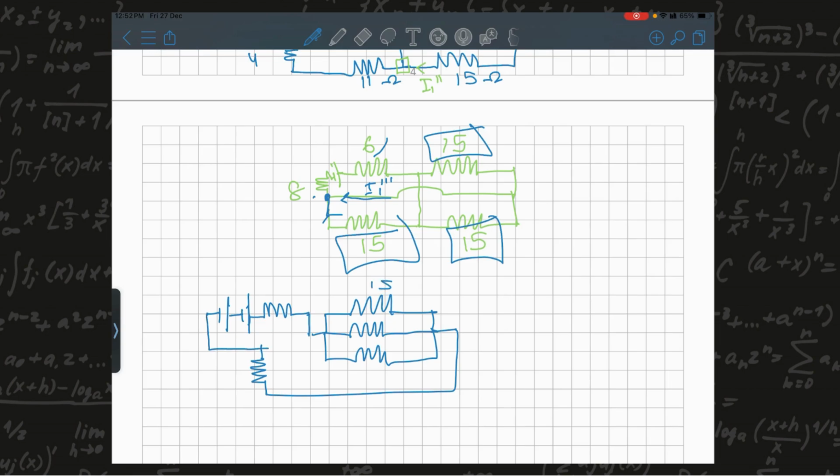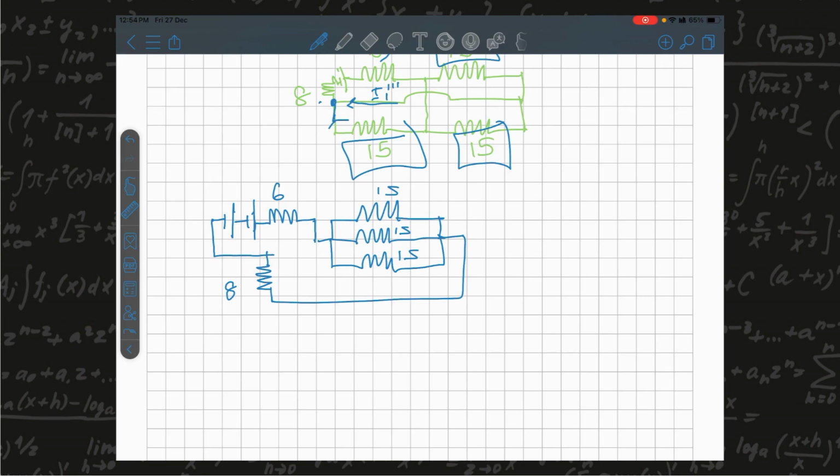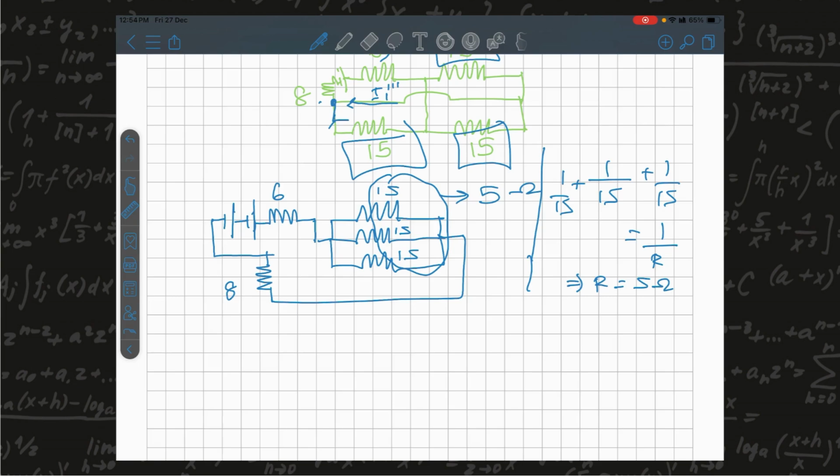Okay, these are your 15 ohms, and here is our 8 ohm and 6 ohm. These are in parallel, these are all in parallel. Okay, this one will be 5 ohms, as you know, 1 by 15 plus 1 by 15 plus 1 by 15 is equal to 1 by R, and solving this we get R to be 5 ohms. Okay, so that will be 5 ohms.